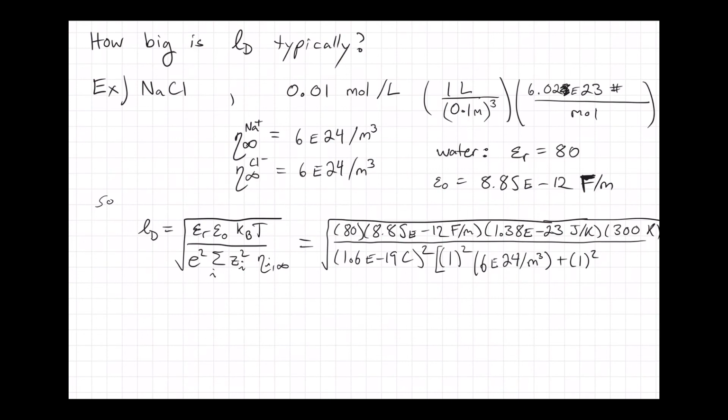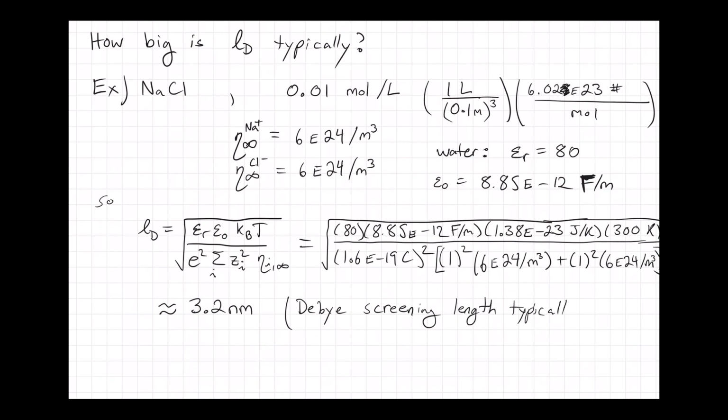which is pretty typical. Depending on whether you have a highly concentrated salt or a very low concentration of stuff, you can get Debye screening lengths in water that are anywhere from less than a nanometer up to hundreds of nanometers if you have a very dilute solution of something. But those are kind of the typical ranges.